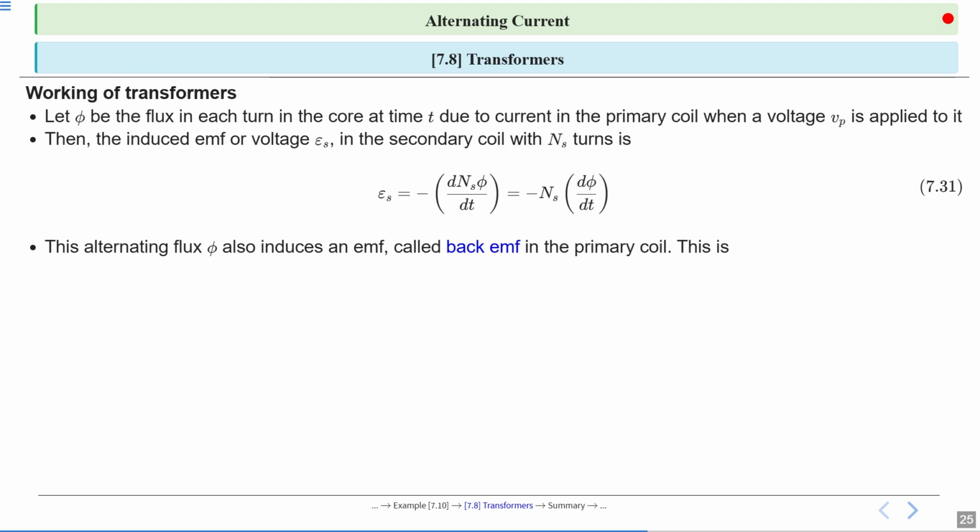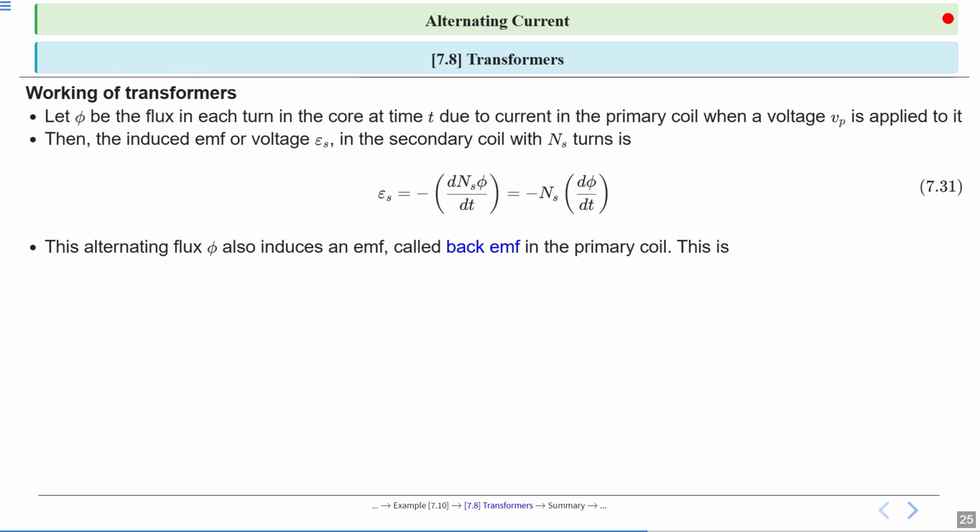This alternating flux phi also induces an EMF called back EMF in the primary coil. So flux is changing through the primary coil and secondary coil. The EMF induced in the secondary coil is due to the rate of change of magnetic flux through the secondary coil due to the change in current in the primary coil. This is the principle of mutual inductance.